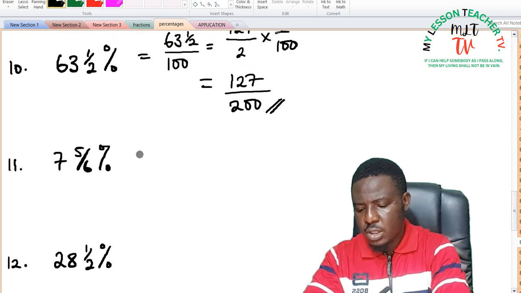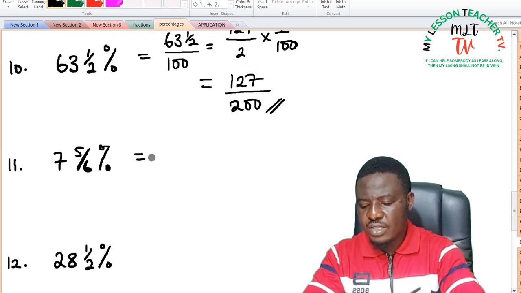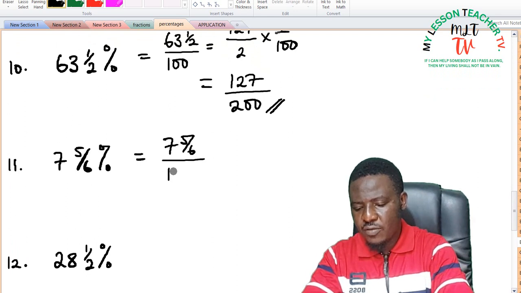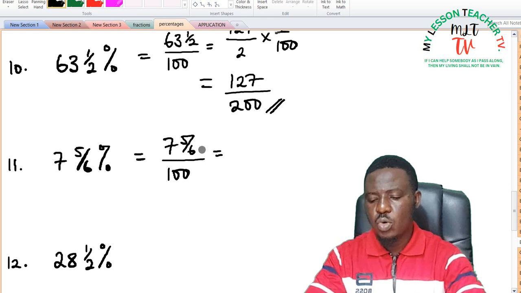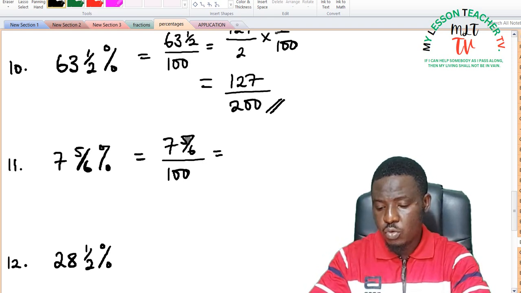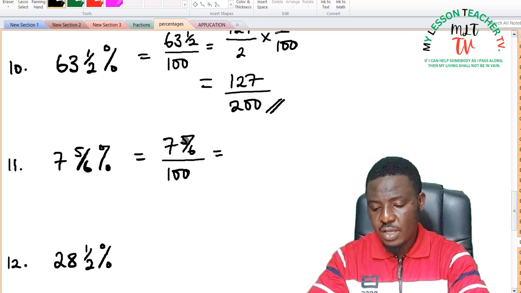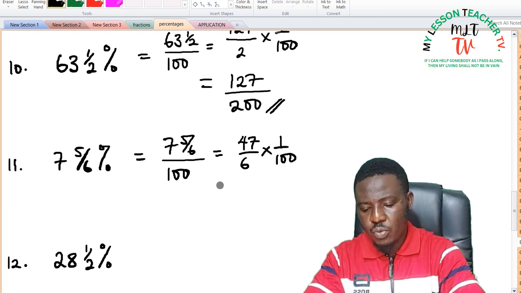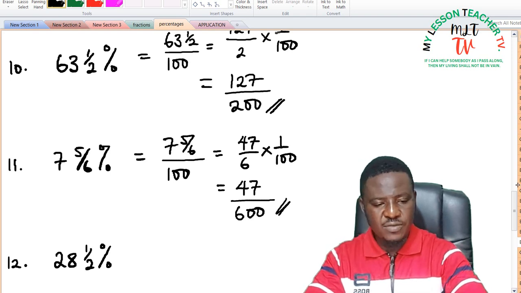Question number 11. This is 7 whole number 5/6%. This can be written as 7 5/6 divided by 100, which is equal to 7 times 6 is said to be 42. 42 plus 5, that will be 47. So you have it as 47 divided by 6 times 1/100, which is equal to 47 divided by 600. And this is your answer as fraction.